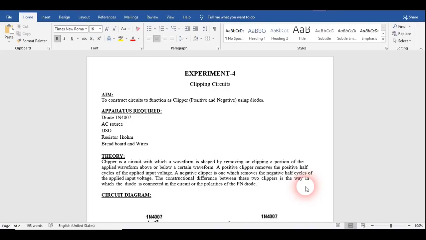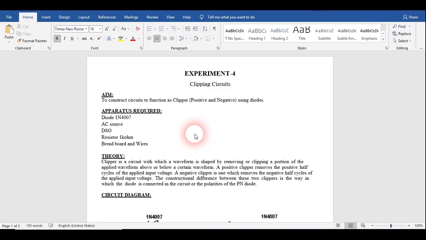Basically, the clipping circuit is that type of electronic device that is used to prevent the output of a circuit from going beyond a preset value of voltage level without varying the remaining part of the input waveform. These types of circuits are called clipper circuits. This means that we can remove a portion of the waveform, the positive or the negative half.